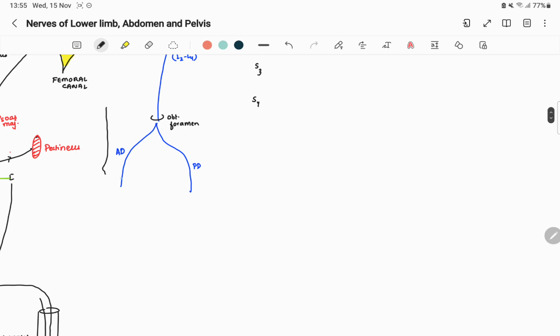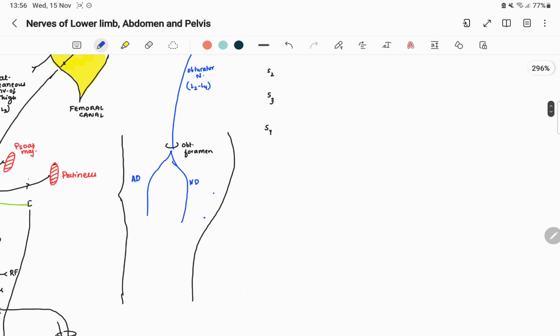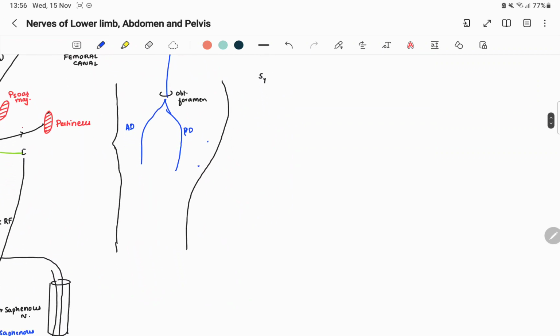We are seeing the thigh from the sagittal section, from the side. Just imagine we are seeing from the side. So let's draw like this, a little bit narrower. This is the anterior division, and this, sorry, not ventral, is the posterior division of the obturator nerve.